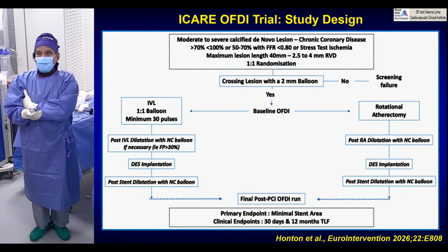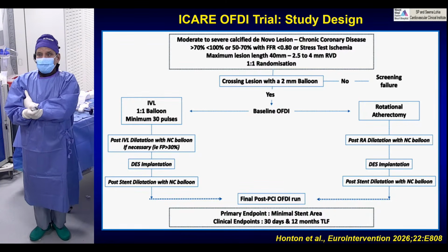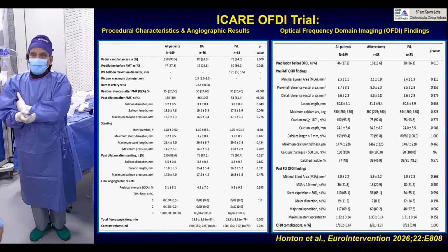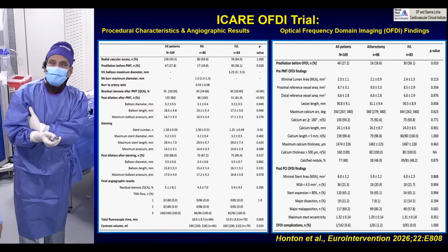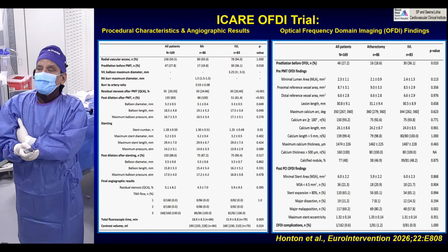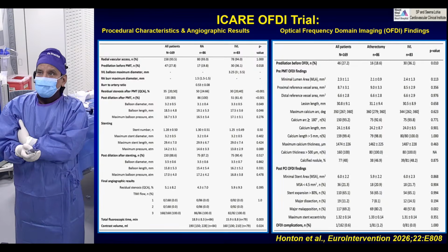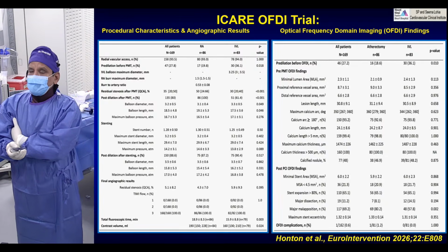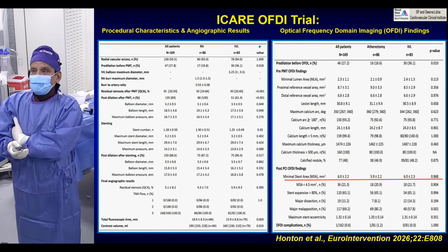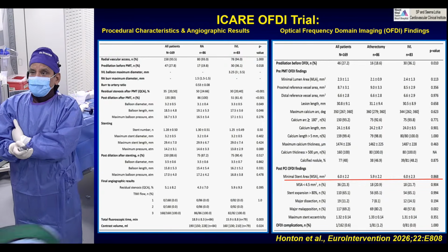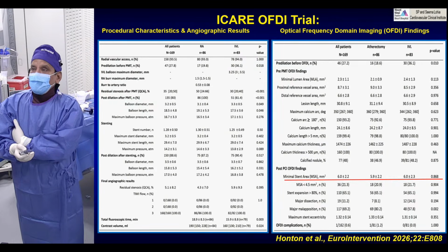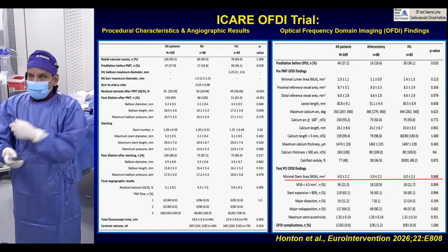The primary endpoint was minimal stent area, and the clinical endpoint was 30 days and 12 months target lesion failure. So basically, you can see usually in the calcific lesions, not much difference in terms of baseline characteristics, but definitely differences were from the procedure point of view. One of them is pre-dilatation, much more pre-dilatation in the IVL group compared to atherectomy. Then, what was the final result? The minimal stent area was 5.9 versus 6, exactly identical between the two strategies. So that was the primary endpoint.